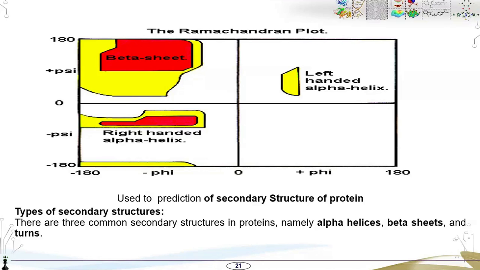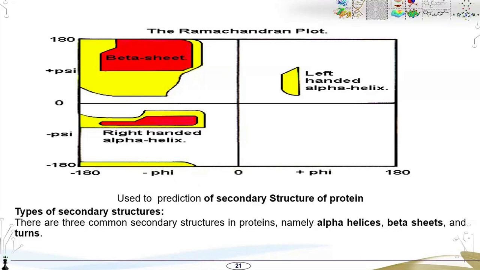Now you need to understand that if they ask in GPAT which type of plot can be used to determine the secondary structure of the protein, there are different plots, but one important plot everyone uses, even I use it in my project. That plot is called the Ramachandran plot. There are other plots too, but the famous one that makes it easy to determine the secondary structure is the Ramachandran plot.